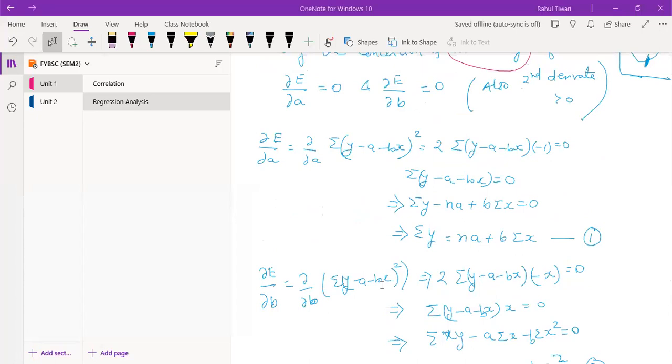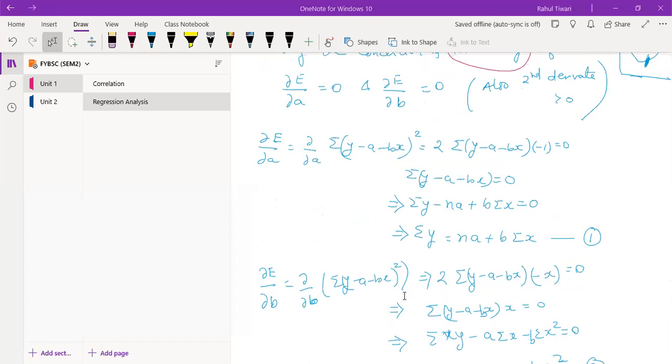Remember, whether you are using logarithm, whether you are using exponential, whether you are using a simple form, whenever you are applying the regression, this is the condition we have to use to get the parameters.